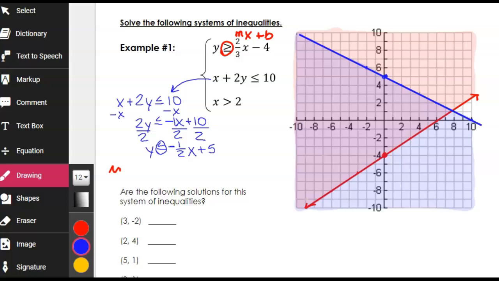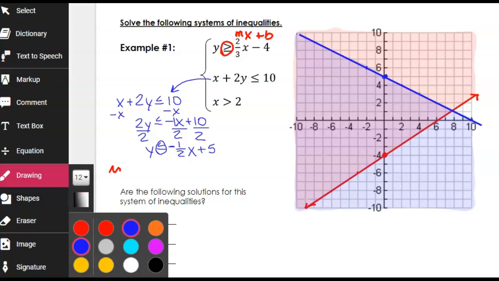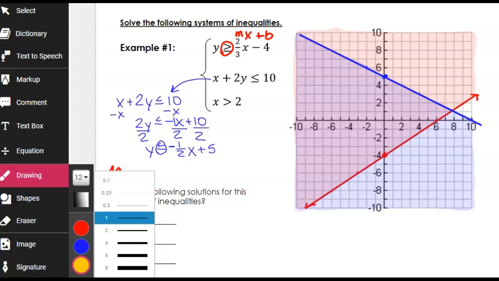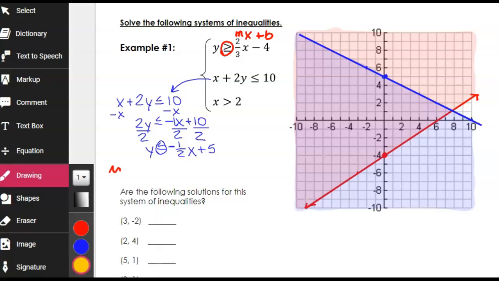Okay. And finally, we're going to move to the last one. I'm going to change my transparency back. Oh, sorry, I'm going to do yellow. Change my transparency back. Change my thickness back. And I have the line with the shading, x is greater than 2. So that means that all of my x values on the line are 2. So here's 2, right? And that's all of these up and down this vertical line.